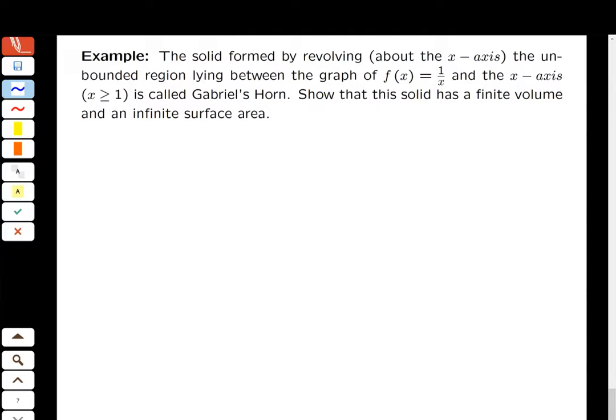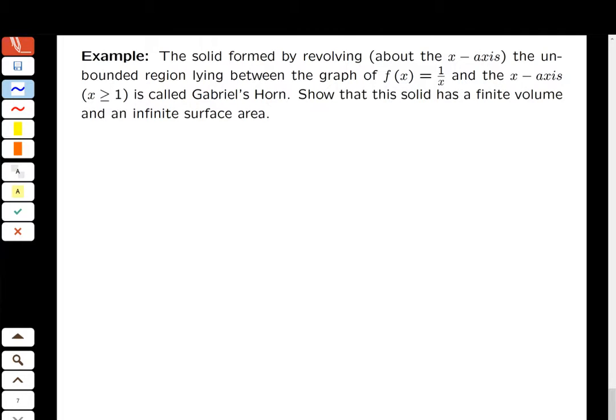This next one's called Gabriel's horn. And it's the mathematician's version of sarcasm. But it's actually true, what I'm going to show you. The reason they call it Gabriel's horn is it's named after the archangel Gabriel. And this is his infinite horn.